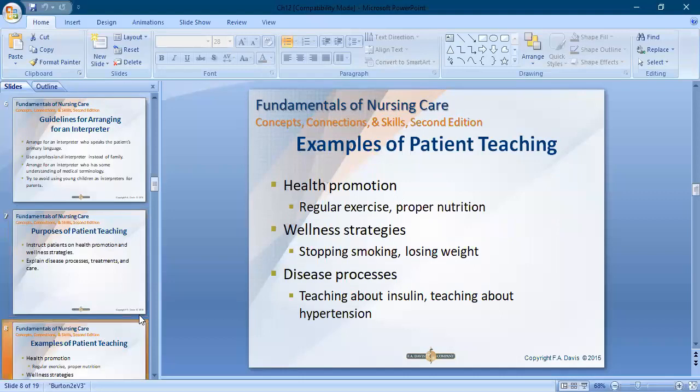And here are some examples of patient teaching: health promotion, wellness strategies, and disease process. Whatever we teach or do, our main target is to improve health. Like we educate the patient every day, you should do exercise. So why should they exercise? Just to promote health, right? And also promoting.